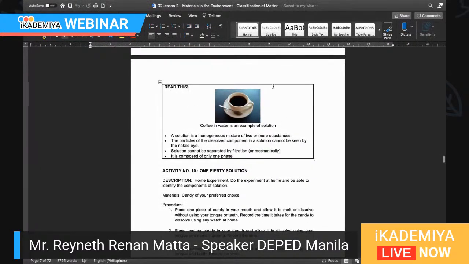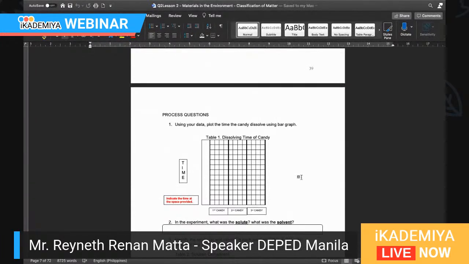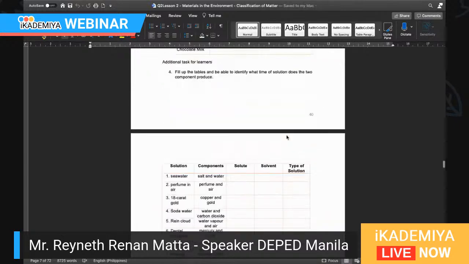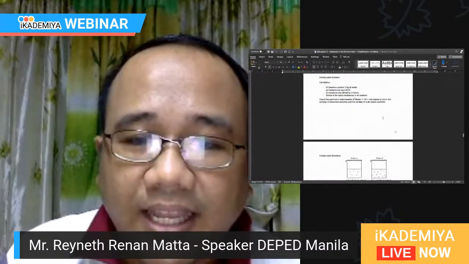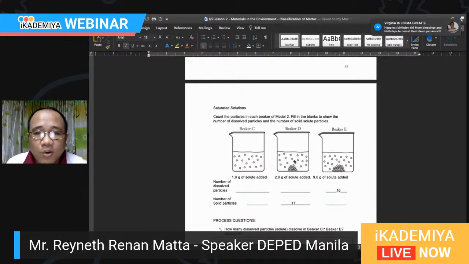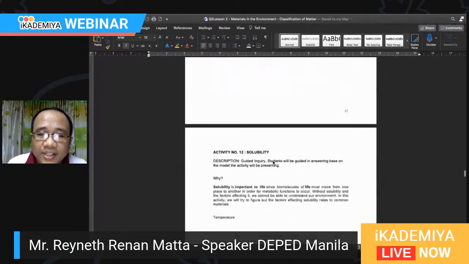In the read this corner, look at that. It's very, very simple. Also, since this is science, we can also integrate analyzing graphs. I think there is one here that integrates a graph. Also, we can include situational activities that don't require actual beakers. Look at that. This is very, very good. The read this corner is very, very simple.